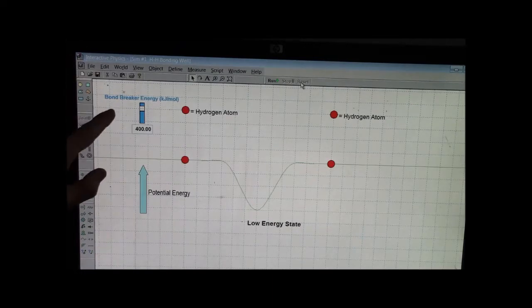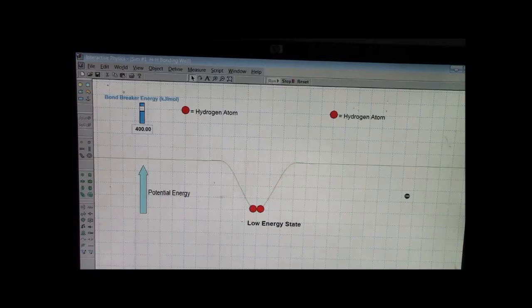In this case, the bond breaker that falls from the sky has an energy of 400 kilojoules per mole, which you can see is not quite enough to break this bond, but is enough to stretch the bond out, and it will naturally then rebond in its low energy state.